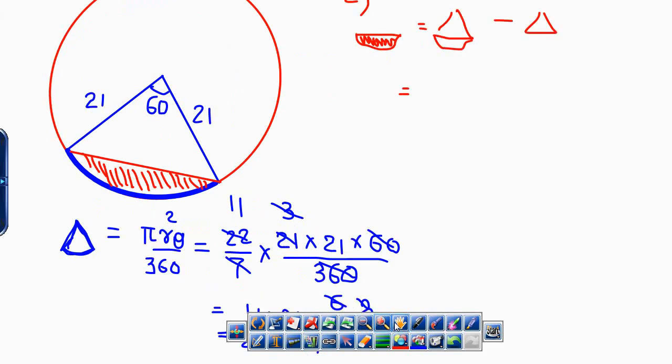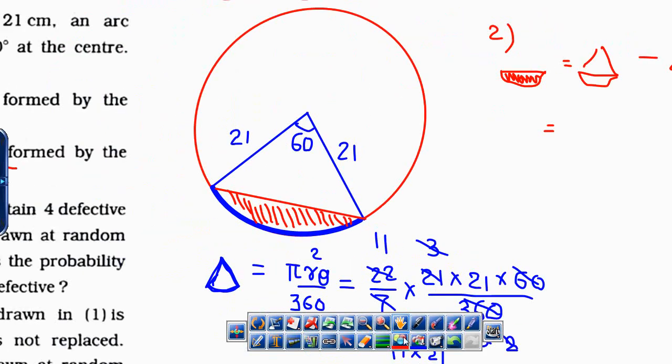There is a trick, and you have to write it in detail. I will just explain you. If the two sides of the triangle are same, then the opposite angles are also equal. So this is x, this is also x, and this angle is 60.